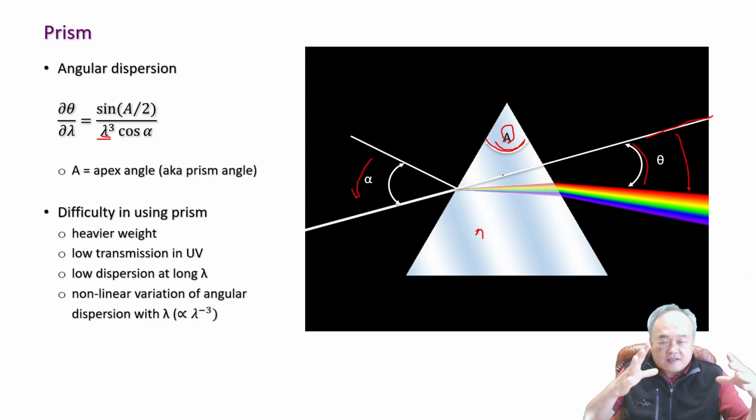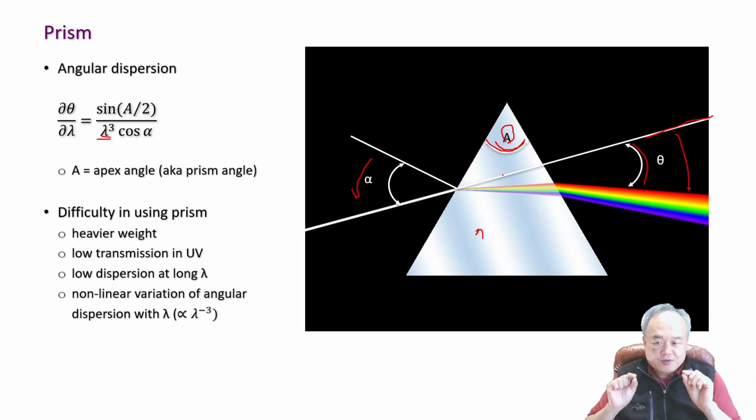Think about the prism. We all know that a prism's dispersion is mediocre. It doesn't disperse the light to a really high degree. So it is relatively low dispersion, especially so for long wavelength light.